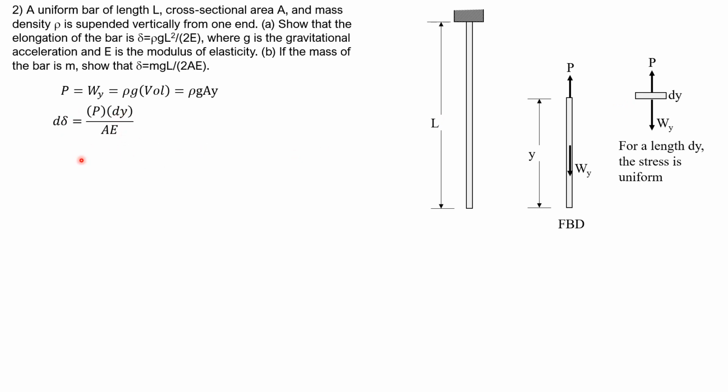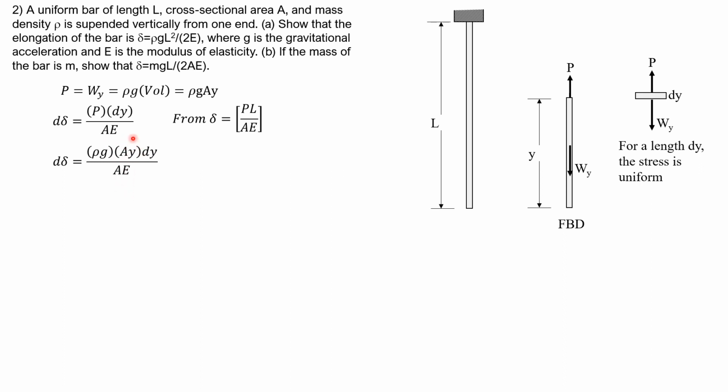Therefore, the deflection is the integral of P dy over AE. And that is from PL over AE. In this case, if we consider the entire length, then the stress distribution would not be uniform. For it to be applicable, then we should only consider length of dy, so that the stress below and above that section would be the same or uniform. So substituting into this equation here, where P is rho g A y, and AE is the same AE because it is constant.